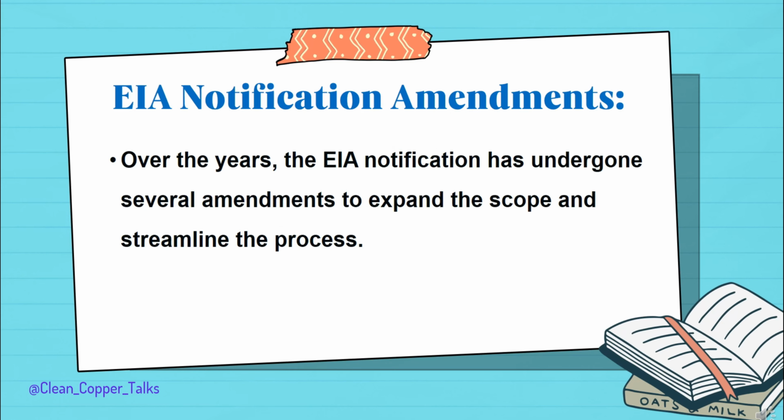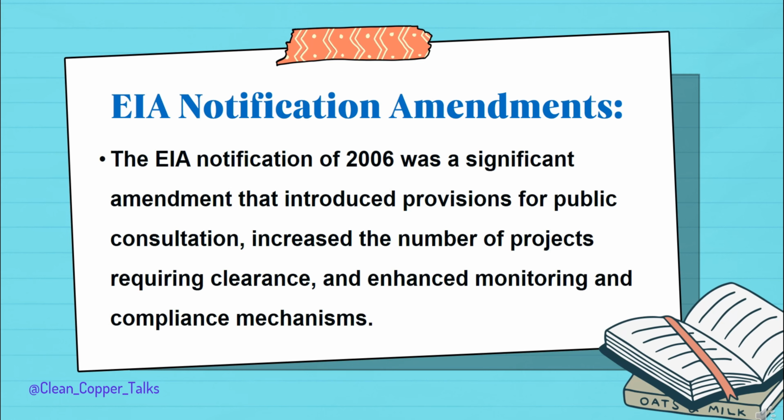Over the years, the EIA notification has gone through several amendments, such as the EIA 2006 rules, then the EIA 2020 draft rules. The EIA notification 2006 was a significant amendment because it introduced the provision for public consultation. And as I mentioned previously, public consultation is an important aspect of EIA. Also, the 2006 rule increased the number of projects which required clearance and enhanced the monitoring and compliance mechanisms. So, the EIA 2006 rules made a lot of changes.